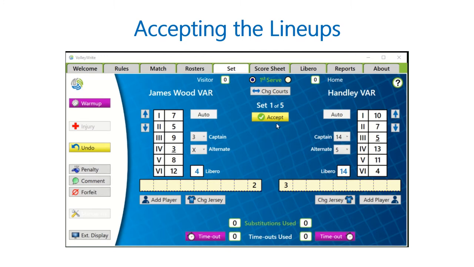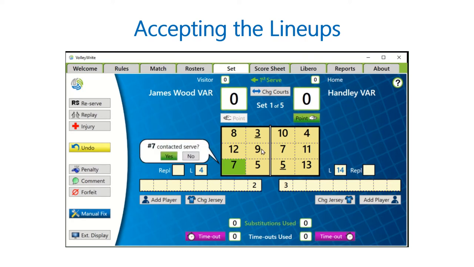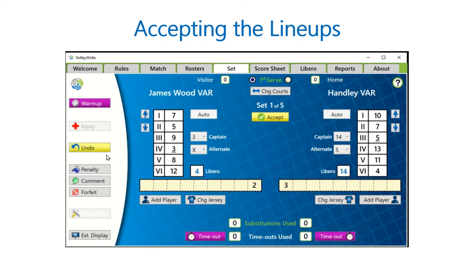When you accept the lineups, the screen changes to display the court as if you were hanging from the ceiling. The white line represents the net, and each side of the court has 6 player positions. Each team's bench is below their side of the court, and each team may have 0, 1, or 2 libero boxes, depending on the rules. You can wait to accept the lineups in case a change is made, but if you accept earlier, you can always use the undo button to get back to the lineup diagrams.